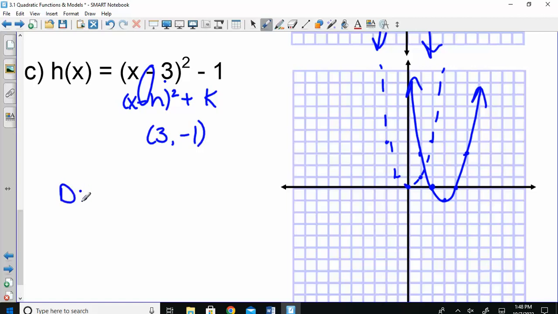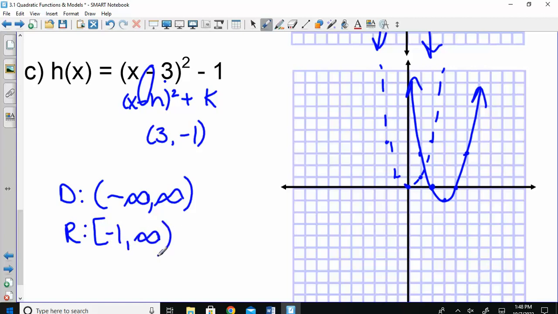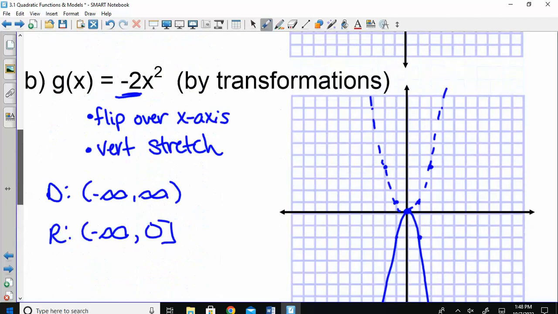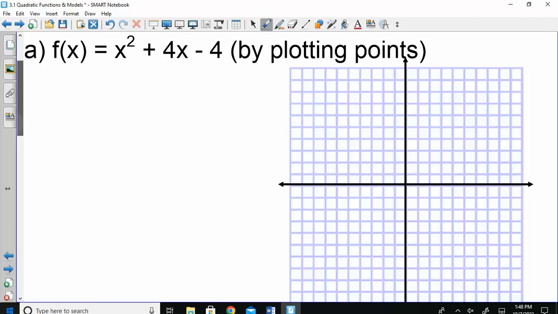So that's where our vertex ends up. What's the domain of this one? -infinity to +infinity. Range? -1 to infinity. Okay, so A is different. Why? It's not in vertex form, so can I use transformations to graph it? No. Okay, so if I just had to go back to the old days of plotting points and making a t-chart, what do you want to plug in?